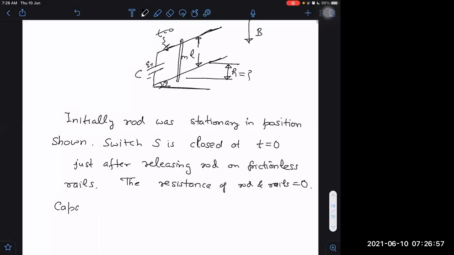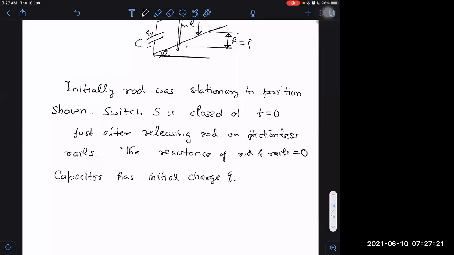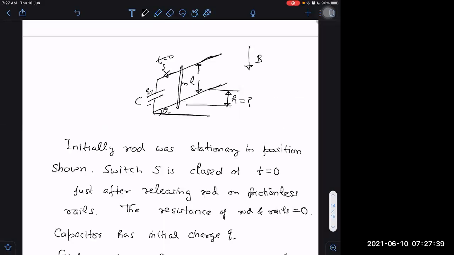The capacitor has initial charge Q and capacitance. We don't need capacitance, although I think. Find the maximum height raised by the rod after closing the switch.